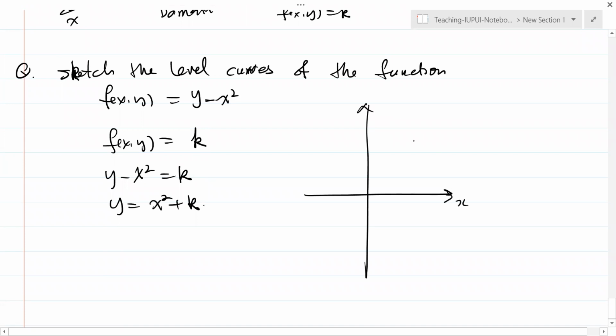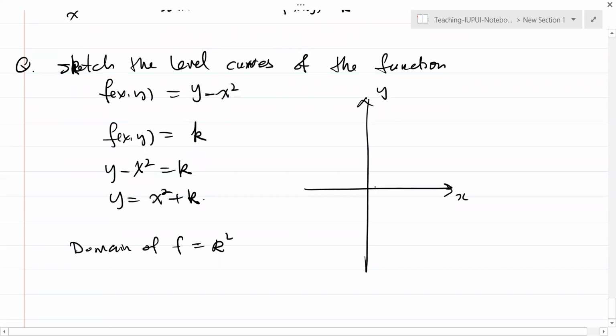So this is the xy plane. The domain of the function f is the whole plane, okay? Clear. So when k equals 0, you get a parabola. This is the curve corresponding to k equals 0.